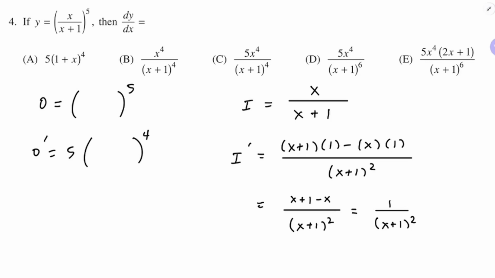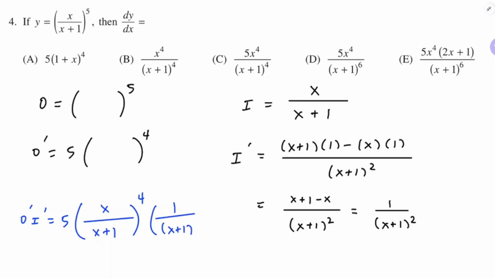Okay, and now I'm going to multiply outside prime and inside prime. And that's going to give me 5 times the original inside to the 4th power. Okay, so that's x over x plus 1. Then multiplied by the derivative of the inside, which is 1 over 2 more powers of x plus 1. And then I'm seeing, okay, that's where I'm going to get a total of 6 powers of x plus 1 in the denominator, because 4 from the middle term and 2 more from the last one.